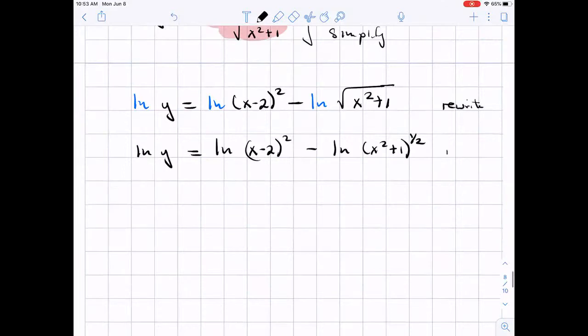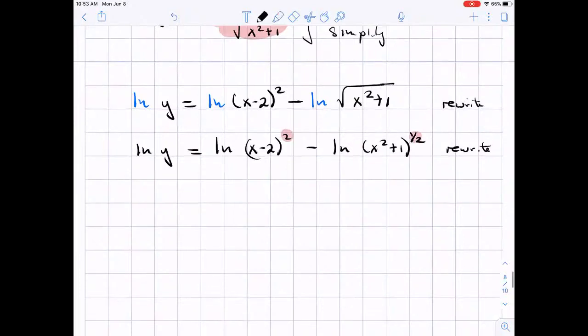Now we know we're going to rewrite again because in logarithms, the exponent becomes a product. So we have ln of y is equal to 2 ln of (x minus 2) minus 1/2 ln of (x squared plus 1).